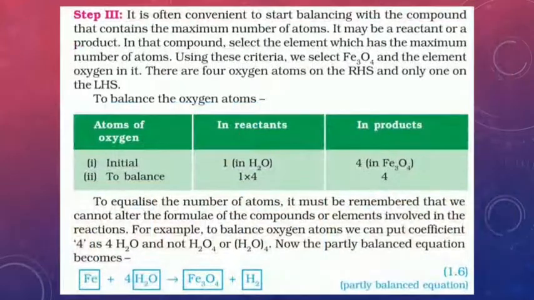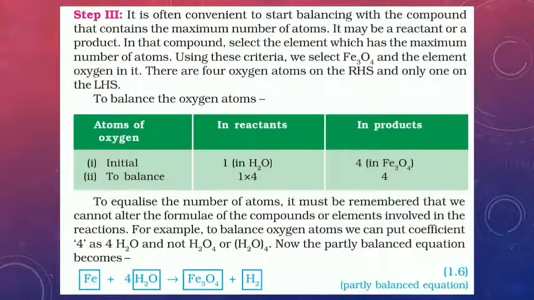In step 3, it is often convenient to start balancing with a compound that contains the maximum number of atoms. It may be a reactant or a product. In that compound, select the element which has the maximum number of atoms. Using these criteria, we select Fe3O4 and the element oxygen in it. There are 4 oxygen atoms on the right hand side and only 1 on the left hand side. So now we have to balance the oxygen atoms.